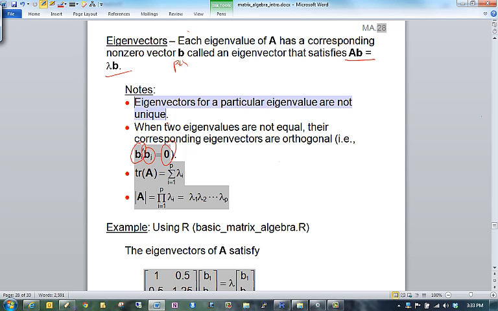Also, we have some interesting results with eigenvalues. If I take the trace of A, I get the sum of the eigenvalues. So that's kind of interesting. If I take the determinant of A, I get the product of all the eigenvalues as well. These are good proofs that you will learn about in the matrix algebra class. Don't worry about proving it for my class, though.